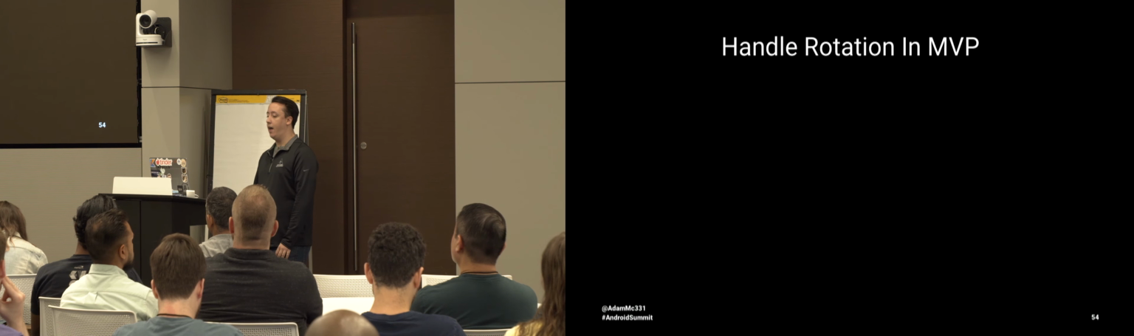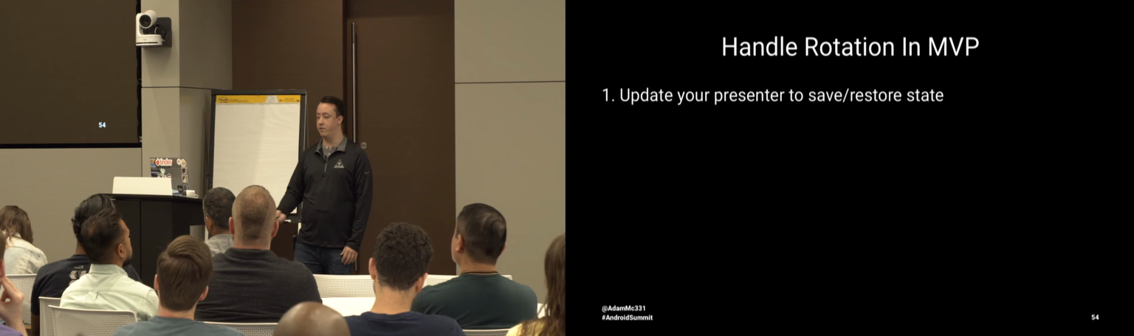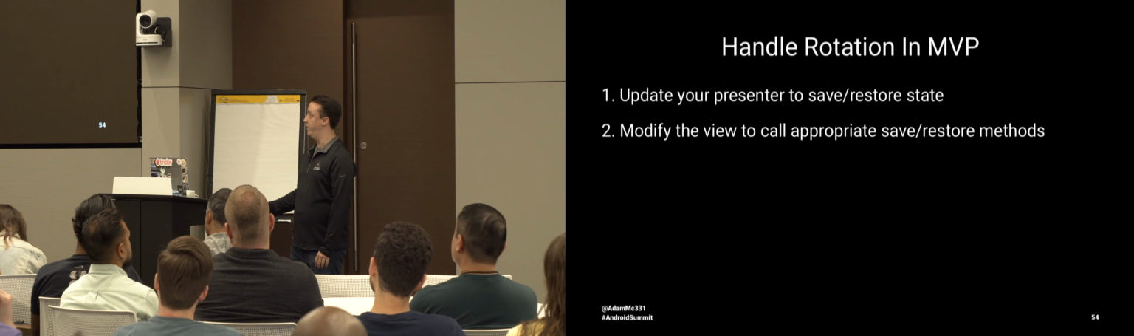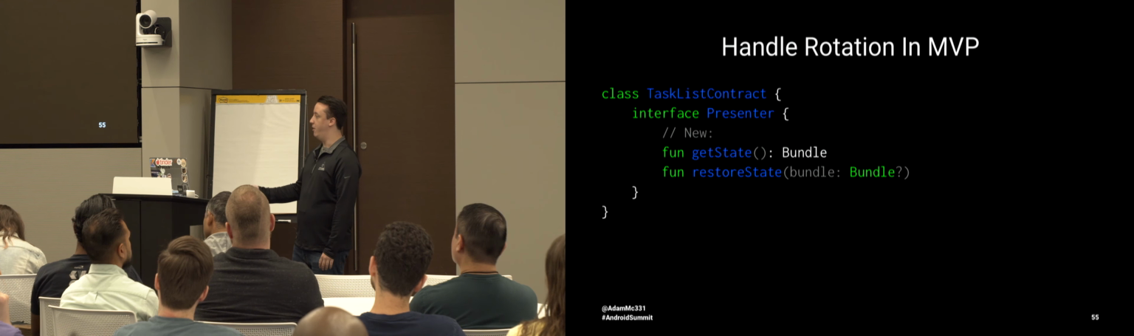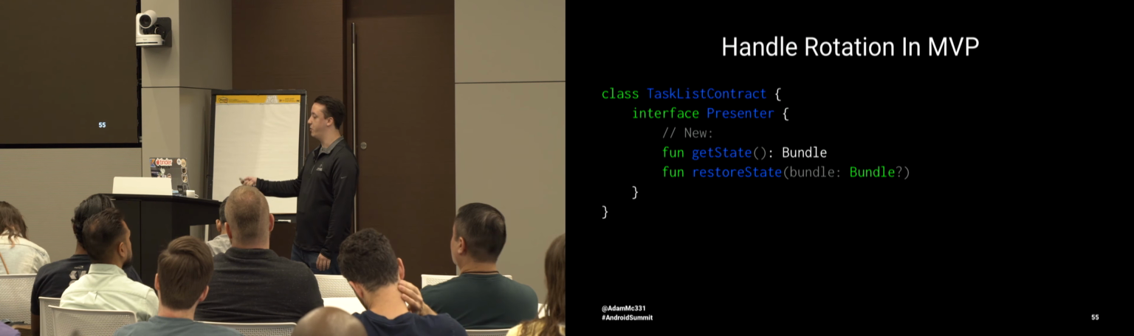So going back to MVP, how would we handle something like rotation there? Well, first thing we need to do is update our presenter to save and restore state and modify the view to call those appropriate save and restore methods. So pretty easy, add two methods to our presenter, get state and restore state.